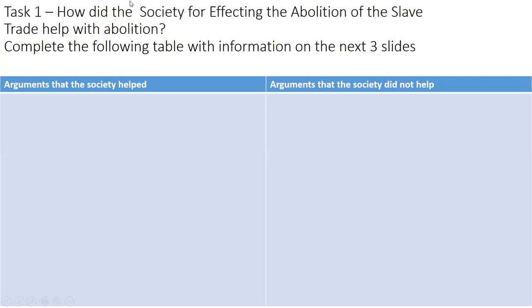Now, your first task for this lesson is I want you, during the next 3 slides of information, to complete the following table. On one side, arguments that the society actually helped abolish the slave trade. On the other side, arguments that the society did not help abolish the slave trade. Now, I'm going to go through this at the end, but I'm only going to go through a very diluted version. You must add the detail and the specific facts before we go on to looking at the actual extracts and the practice.